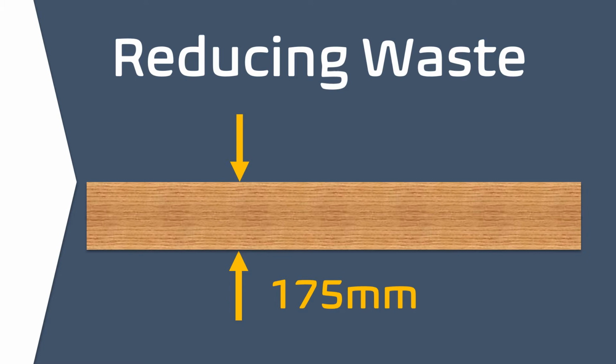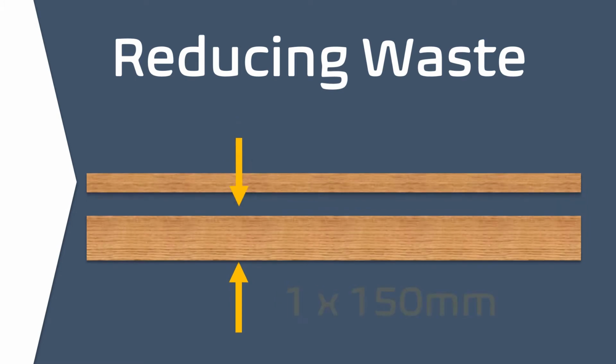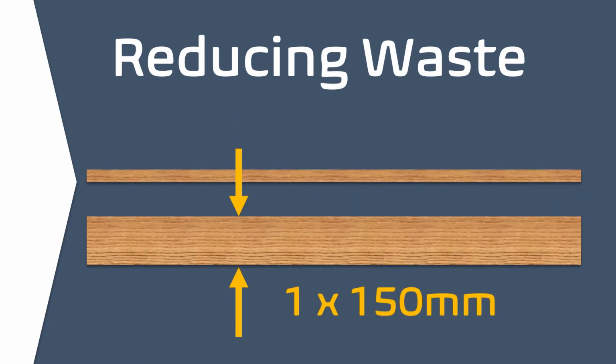Now, if we've designed the part to also be 175mm wide, we can simply cut it to length with no wastage. If, however, we've designed the part to be 150mm wide, we're going to have to remove some of this timber, and that's likely to be wasted. In this situation, if the part could be designed to be 175mm wide, we'd limit the amount of waste.